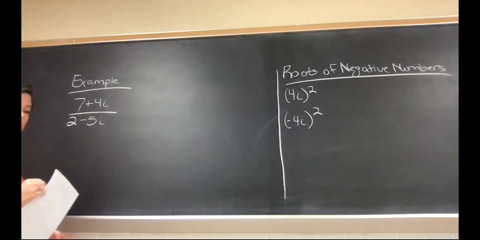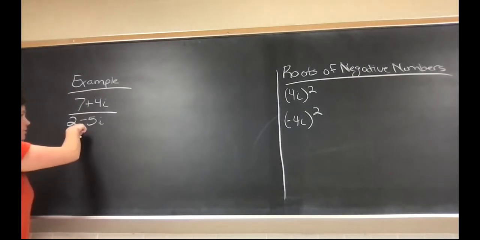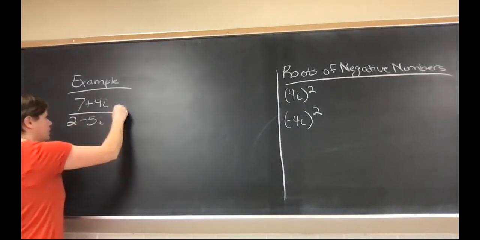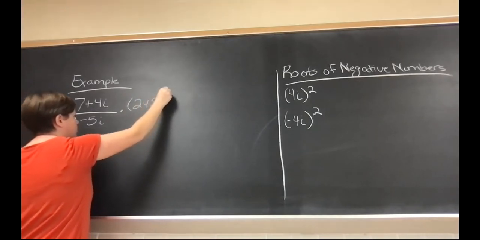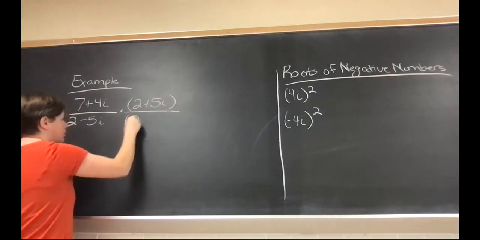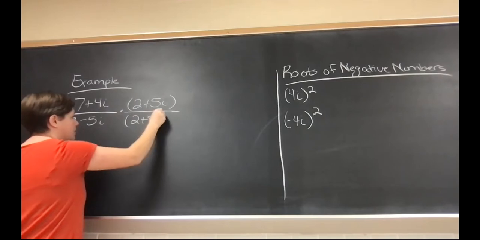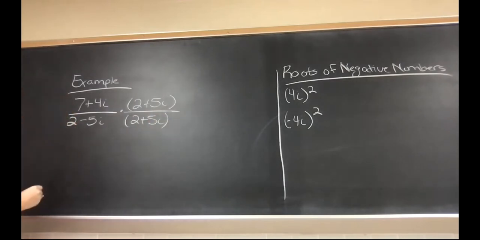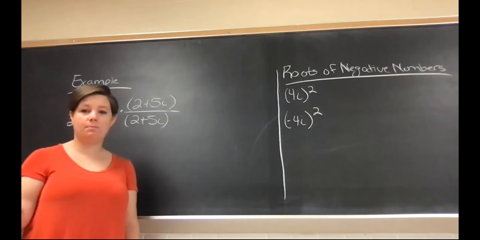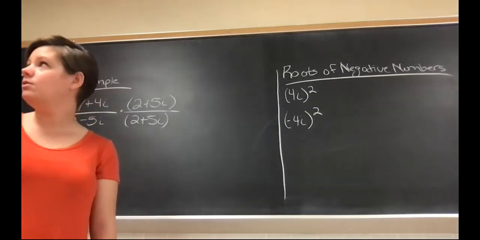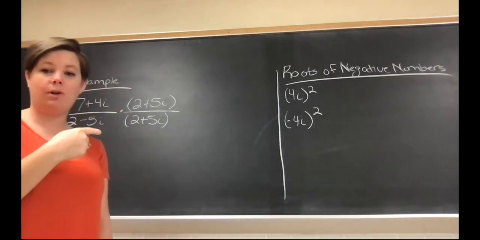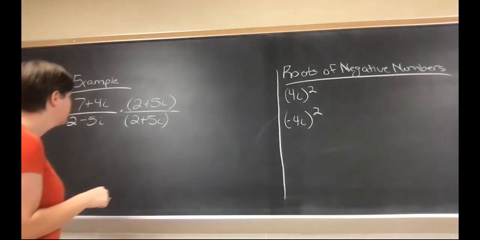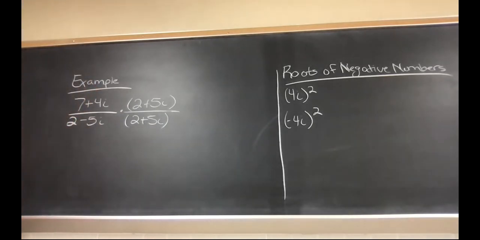Again, you have to come up with the conjugate. The conjugate is just whatever's on the bottom, you change the sign. So we're going to multiply the top and the bottom by 2 plus 5i over 2 plus 5i. Now, in the first one, our top was just the 3i, and so we got to distribute. Now we're going to have to FOIL both the top and the bottom. Okay, so let's look at the top first.